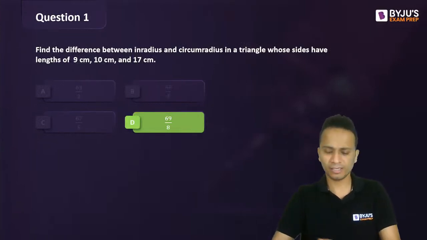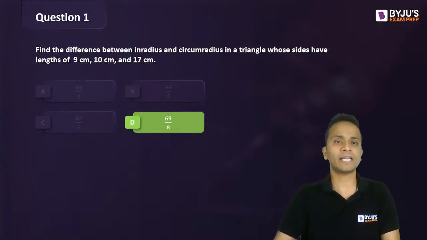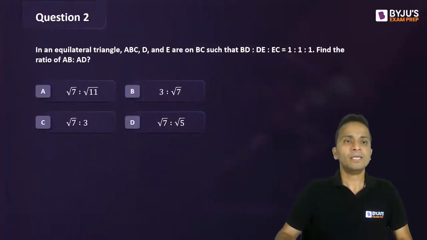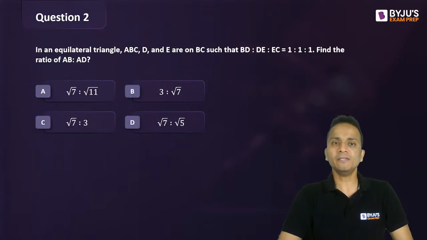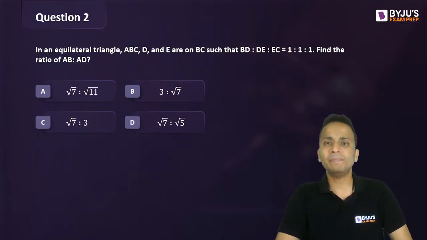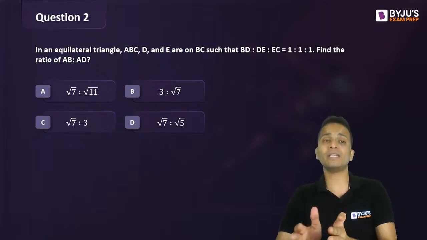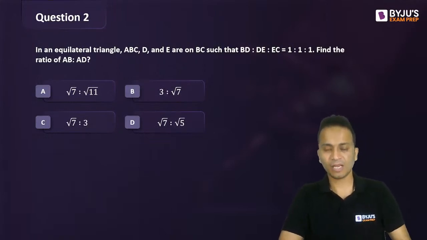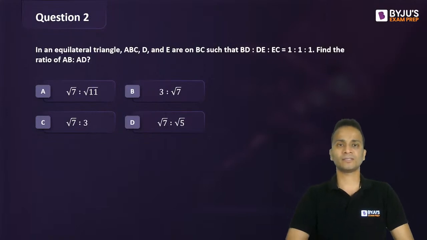Question number 1 is over. Let's move on to the second question. All of you focus now. Second question. In an equilateral triangle ABC, D and E are on BC such that BD is to DE is to EC is 1 is to 1 is to 1. Find the ratio of AB and AD. A good question this one is.